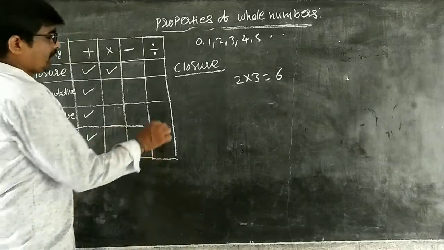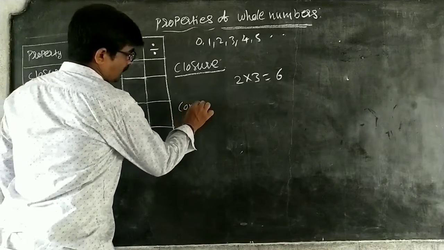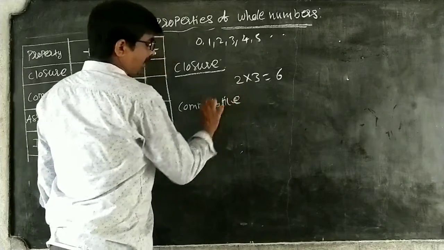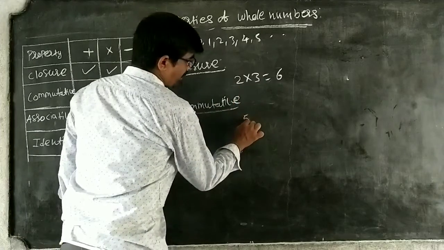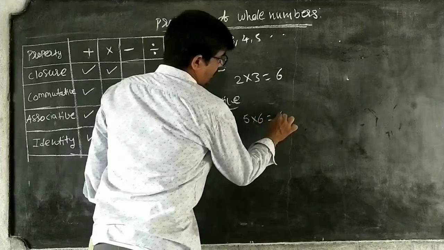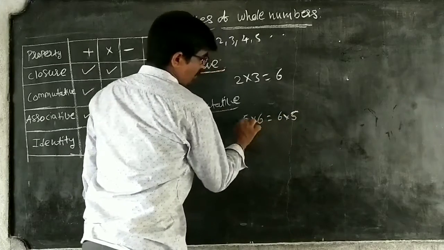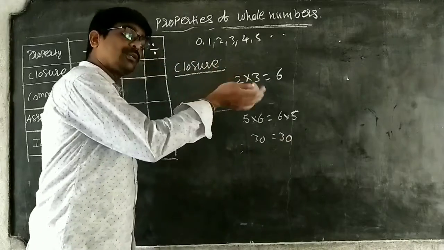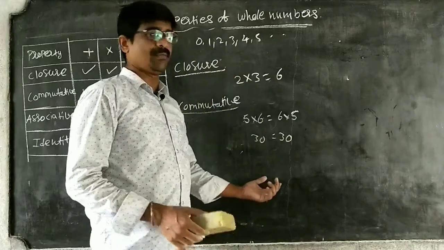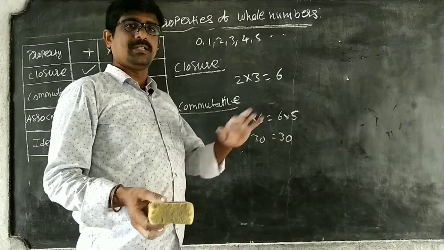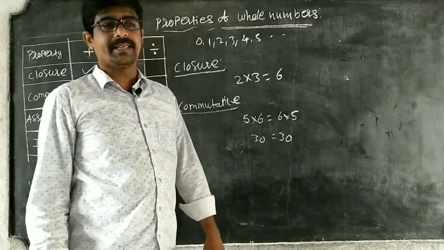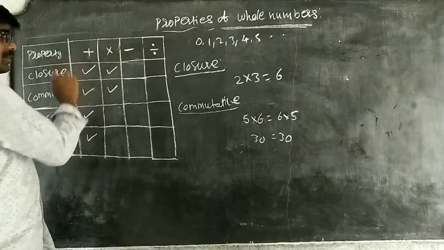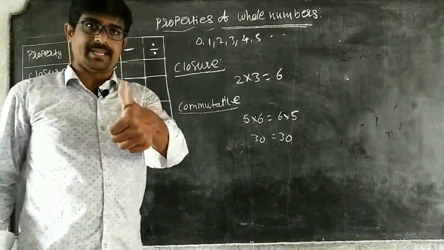Next to closure, commutative. What is commutative? If I take any two numbers, 5 into 6 and 6 into 5. 5 sixes are 30, 6 fives are 30. So both are the same. When the order is changed, the answer should be the same, then it is called commutative. So multiplication is also commutative.